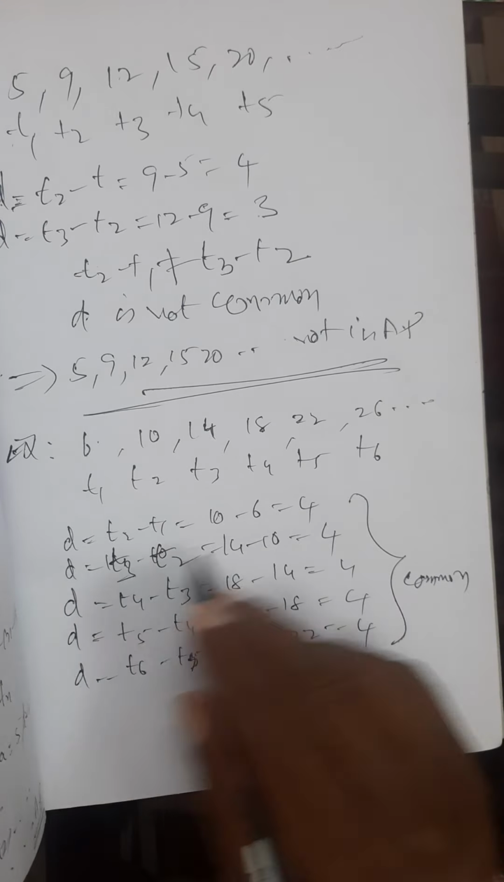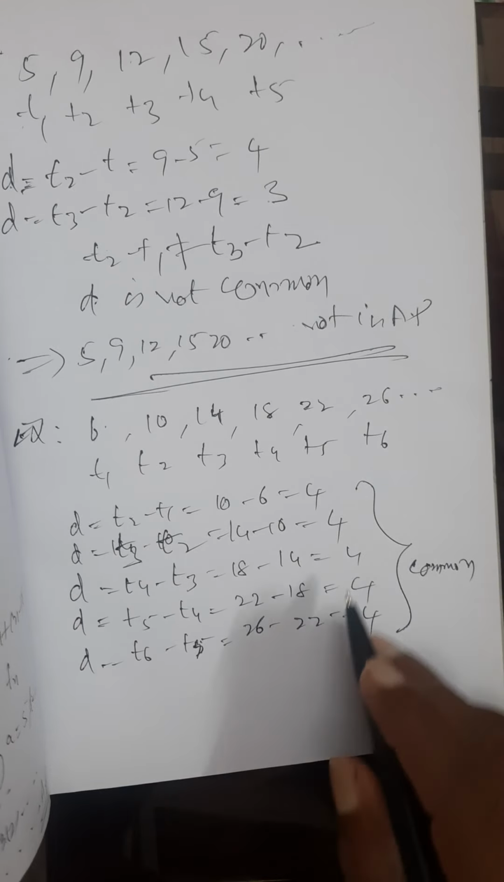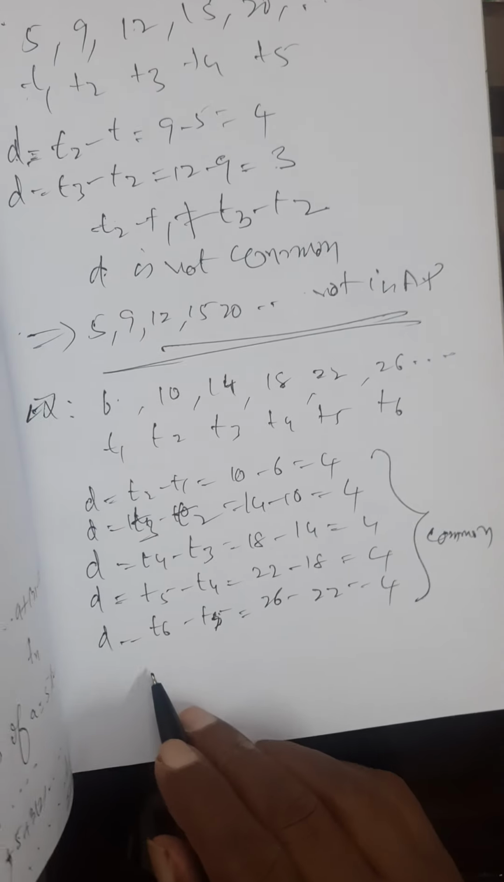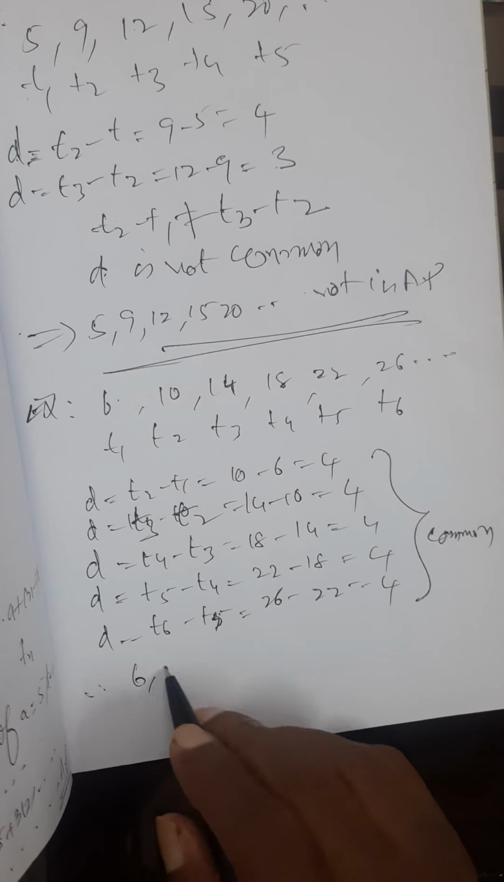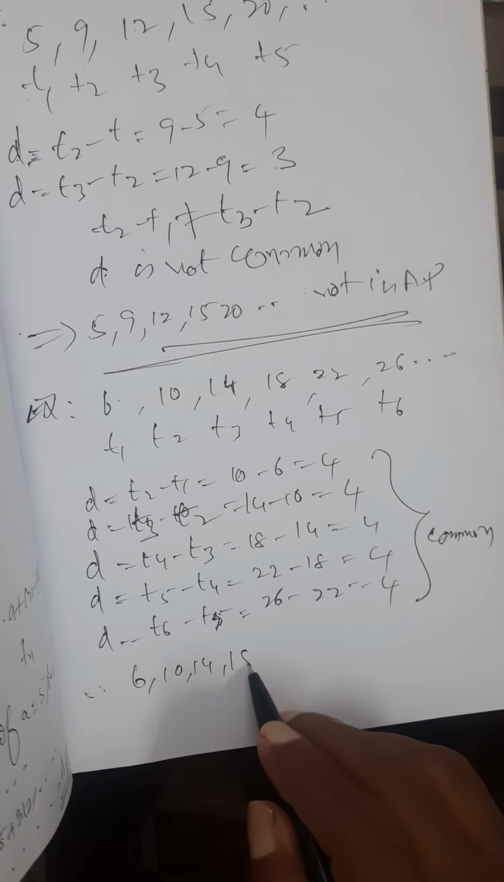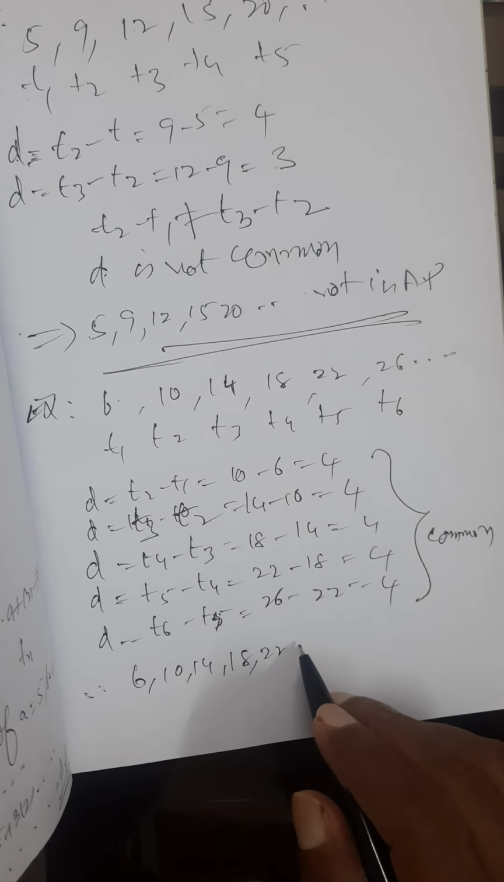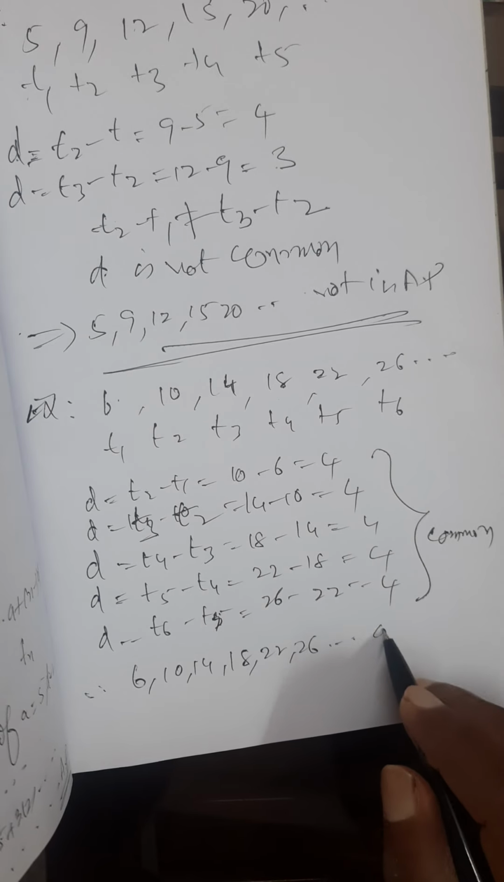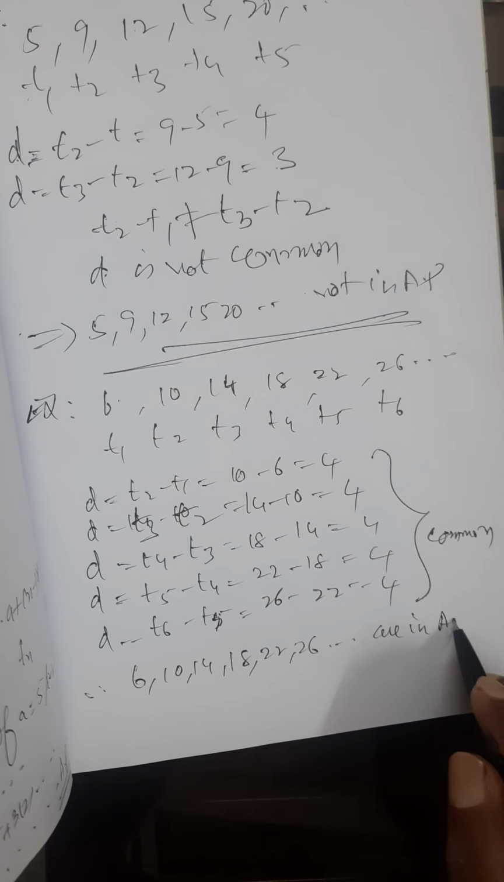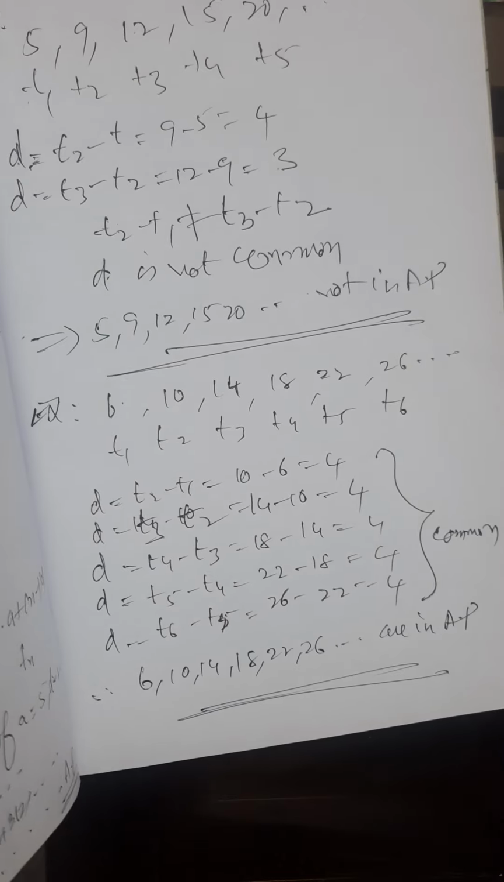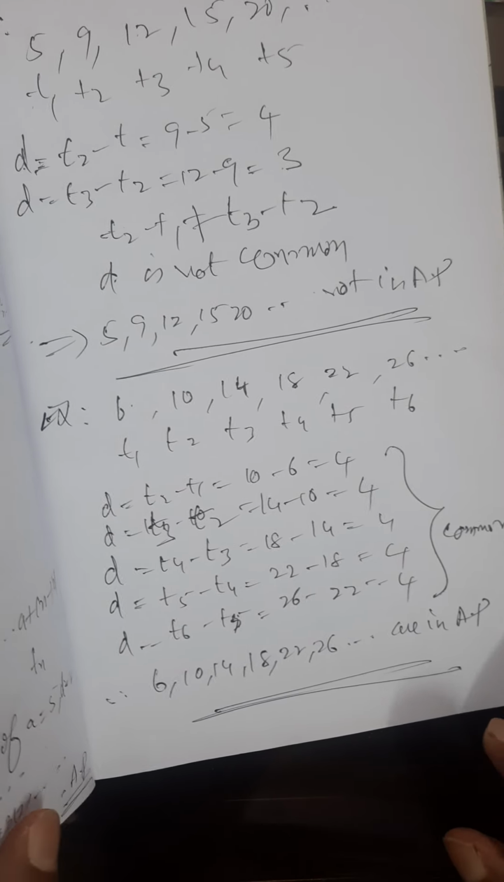This is common. The difference is common, that's why this is called common difference. So this sequence, 6, 10, 14, 18, 22, 26, and so on, is in AP. This is called arithmetic progression.